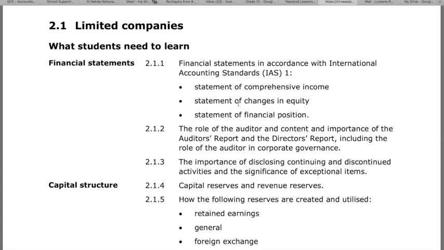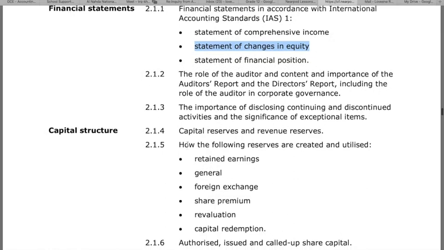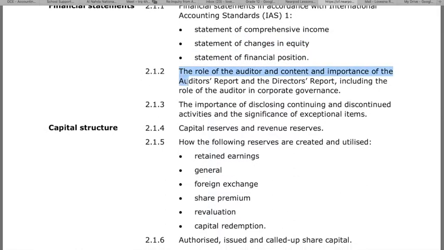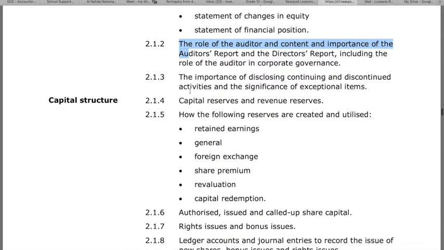The more problems we solve, the more it sets into your mind. You have statement of comprehensive income, which is your income statement. Then statement of changes in equity, which we've done in IGCSE. I know you'd have forgotten it, but it's very simple. We will go through it. Then SFP. These are theory: the role of auditor and the contents and importance of the auditor's report, director's report. All of this is new for you. Importance of disclosing continuing, discontinued activities, exceptional items. These are all new, but these are all theory.